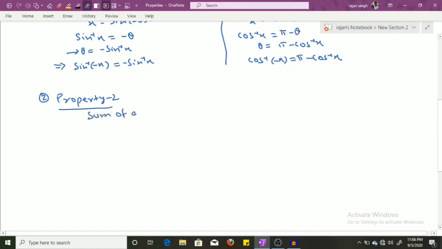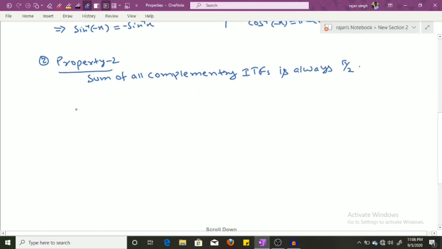Sum of all complementary ITF is always pi by 2. Okay, complementary ITF means what? Sin inverse and cos inverse are complementary to each other. So when you add sin inverse x plus cos inverse x, what will you get? You will get pi by 2. It's a very basic thing that sin inverse and cos inverse are complementary.